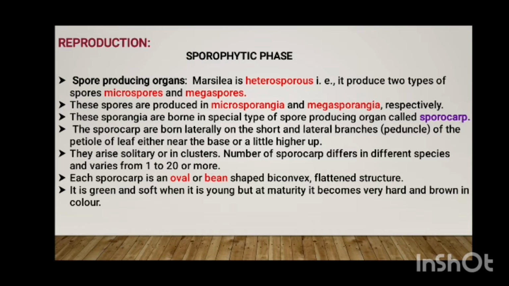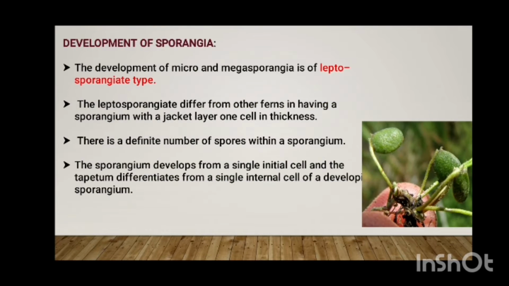Each sporocarp is oval and bean shaped. It is a flattened structure. It is green and soft when young, but at maturity it becomes very hard and brown in color. Development of sporangia: the development of micro and megasporangia is of leptosporangiate type. The leptosporangia differ from other ferns in having a sporangium with a jacket layer one cell in thickness. There is a definite number of spores within the sporangia.